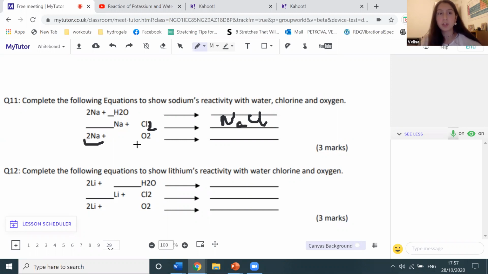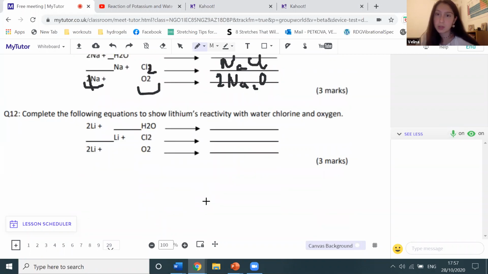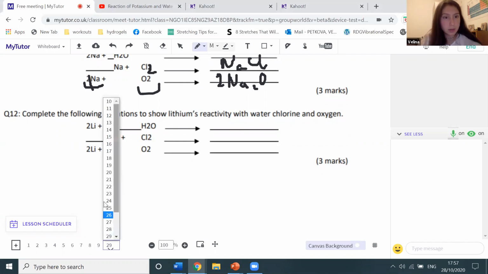Exactly. And what happens with sodium and oxygen? Can we remember what the product will be? So it's just going to be sodium oxide, so Na2O. Exactly. And to balance it, we would put 4 here, 2 here. So the next one is just the same. Sodium chloride is a salt. It's a salt you eat every day. Okay, so I won't do this one because that one's what we just did.